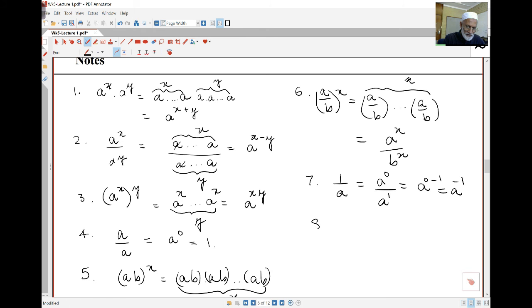And the 8th one is to do with the roots. So if I'm taking a look at a to the 1 over x, if I raise that to the power x, I get a to the 1. That means a to the 1 over x must be the xth root of a. So that was essentially proofs, if you like, but it's nothing more than just the use of the notation correctly.